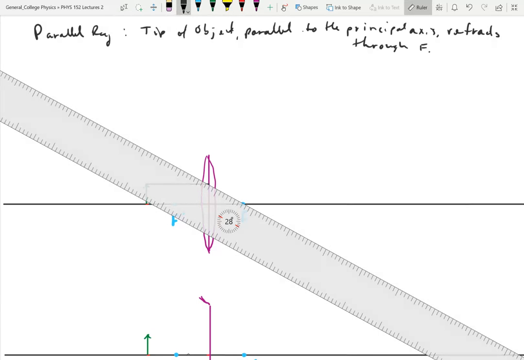Now keep in mind, you're never going to be absolutely perfect on this. Even though I'm using a ruler, I'm still not going to be absolutely perfect, because you have to get things exactly the right place if you're going to be absolutely perfect.